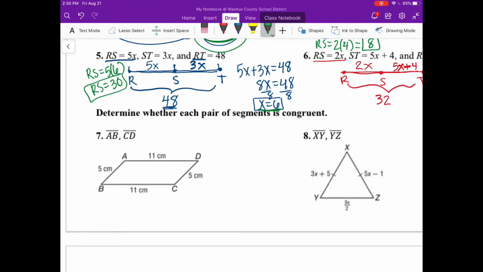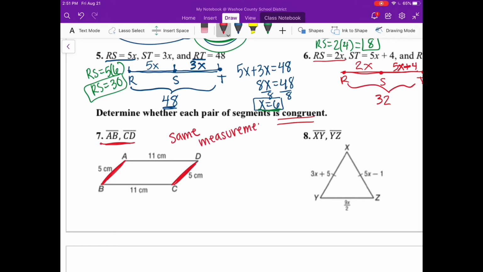All right, next set of questions. Determine whether each pair of segments is congruent, okay? So it's asking here, AB and CD. Are AB and CD congruent?